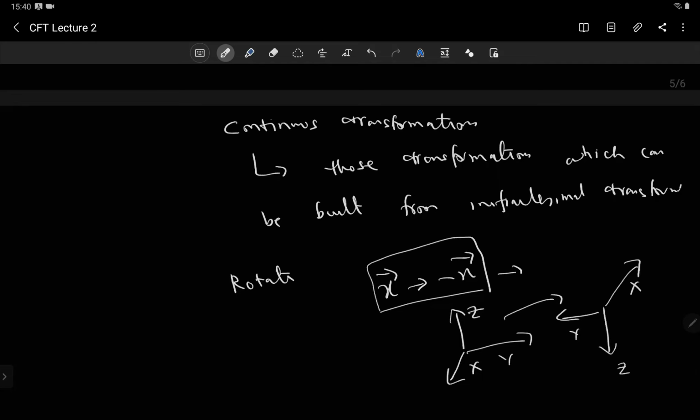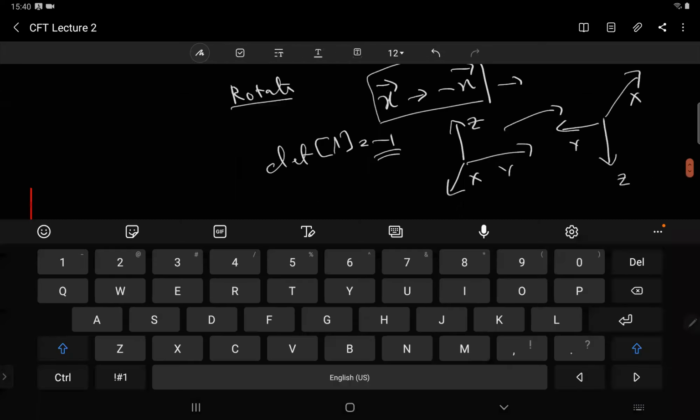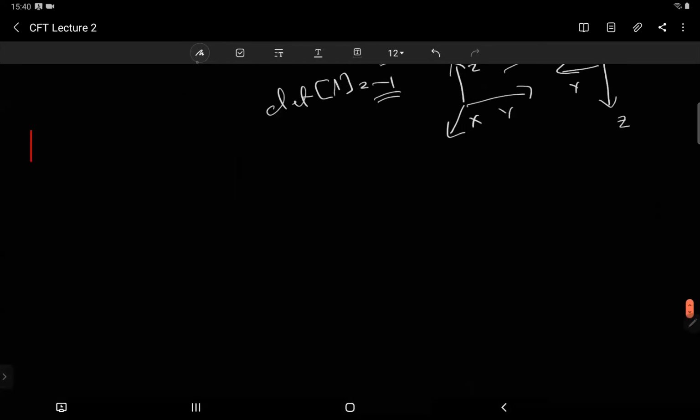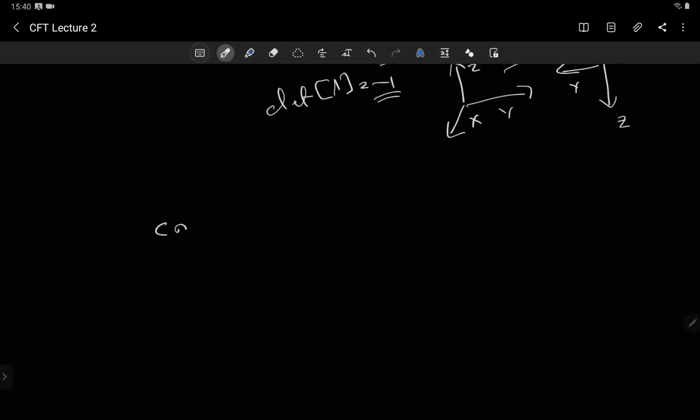But you cannot do this continuously, because if you try to do this, you have to break one of these rods. There's no way you can continuously take this thing to this thing. So this is a discrete transformation, and in rotation you can see that the discrete transformations are those whose determinant is minus 1. Okay. So a continuous transformation is one which is built from infinitesimal transformations, meaning you can do small transformations and build it.